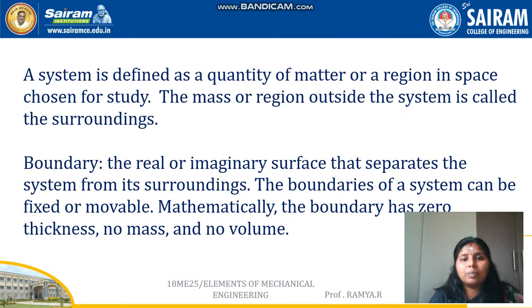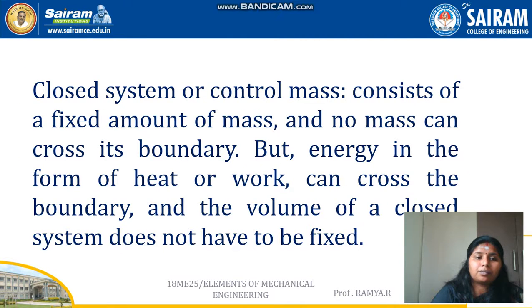The first basic concept is a system, which is defined as a quantity of matter or a region in space chosen for study. The mass or region outside the system is called the surroundings. The next one is the closed system, or control mass. It consists of a fixed amount of mass and no mass crosses its boundary, but energy in the form of heat or work can cross the boundary, and the volume of a closed system need not be fixed.